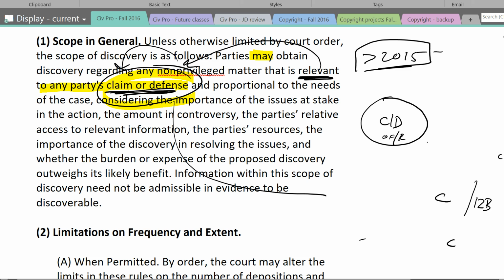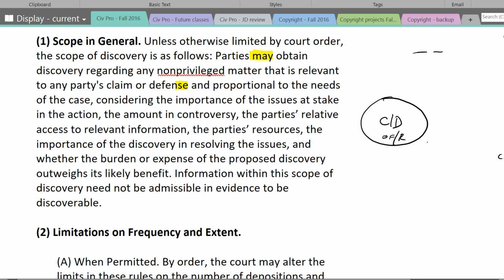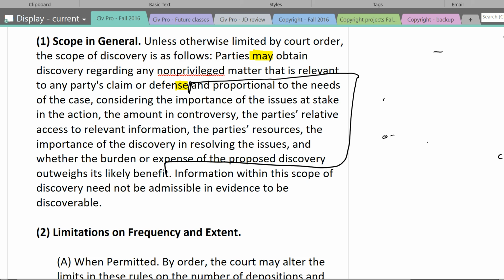Now, here's a couple other things about the scope of discovery. Now, I'm going to jump for a moment over the proportionality requirement. Okay, we're going to come back to that. That's something we'll save for the end. Instead, I'm going to focus on this last sentence for a moment. Information within the scope of discovery need not be admissible in order to be discoverable.